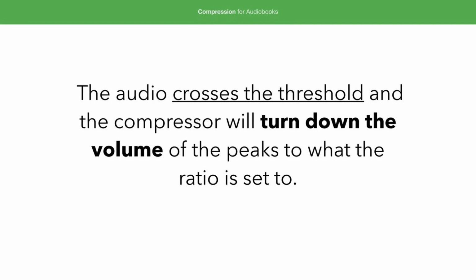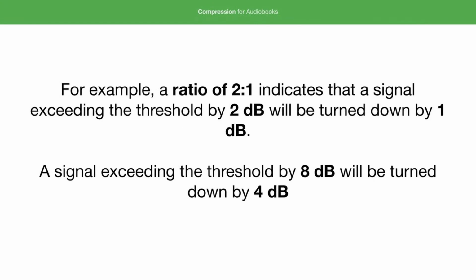The audio will cross the threshold, and then the compressor will turn that peak down to basically what you set that ratio to. So, for example, with a ratio of 2 to 1, it indicates that the signal exceeding the threshold by 2 dB will then be turned down by 1. If you have an 8 to 1 ratio, you are then turning the signal down by 4. So it's cutting it in half. Does that make sense? Just leave me a comment in the chat if it makes sense or if it doesn't, and then we can continue to move on.